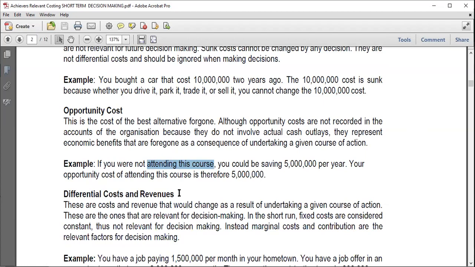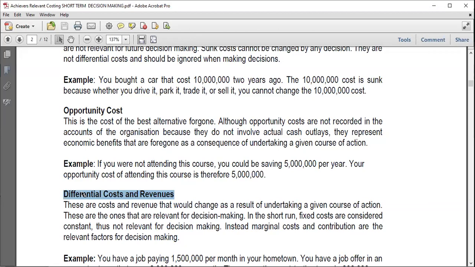One of the other aspects when it comes to relevant information for decision making is the aspect of differential costs and revenues. Differential costs and revenue. The word differential comes from the word different, meaning that for every scenario, there is a different cost and there is a different revenue. You get it? Now, any cost that remains the same across different decisions is not relevant. You get it? I'll give you an example.